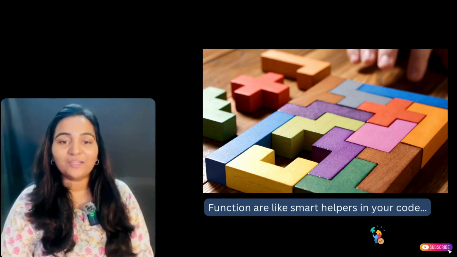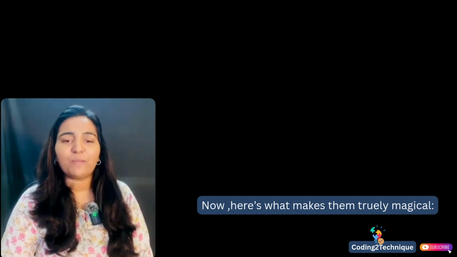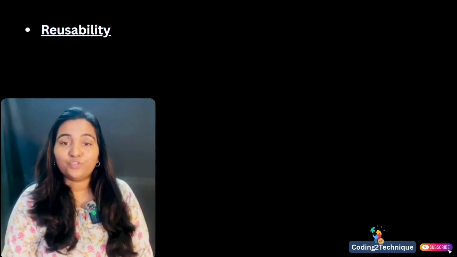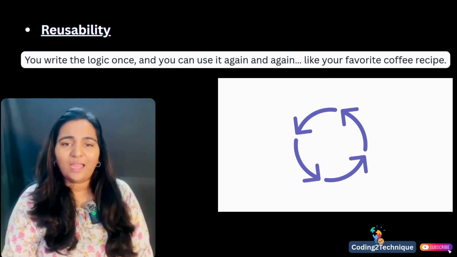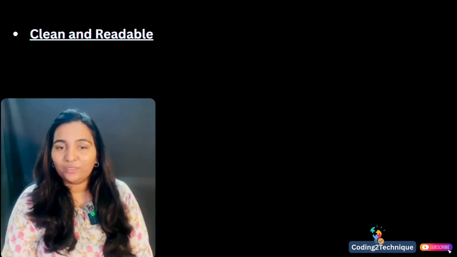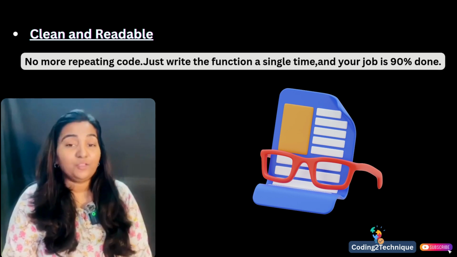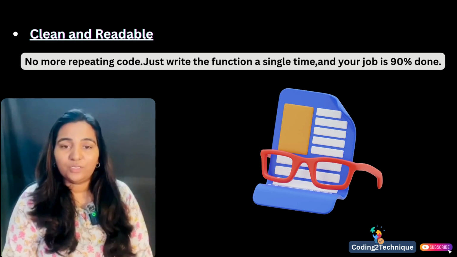Functions are like smart helpers in your code. Now, here's what makes them truly magical. Reusability means you write the logic once and you can use it again and again, like your favorite coffee recipe. Clean and readable code. No more repeating code. Just write the function a single time and your job is 90% done.